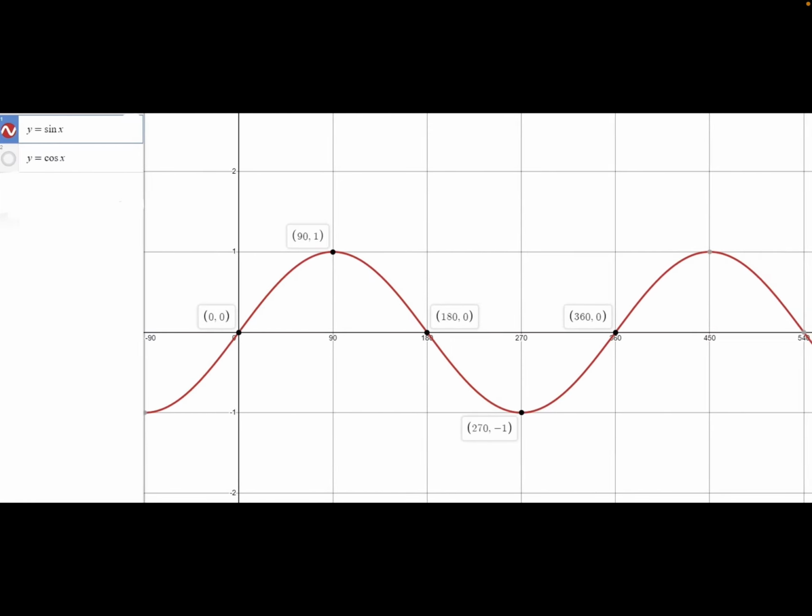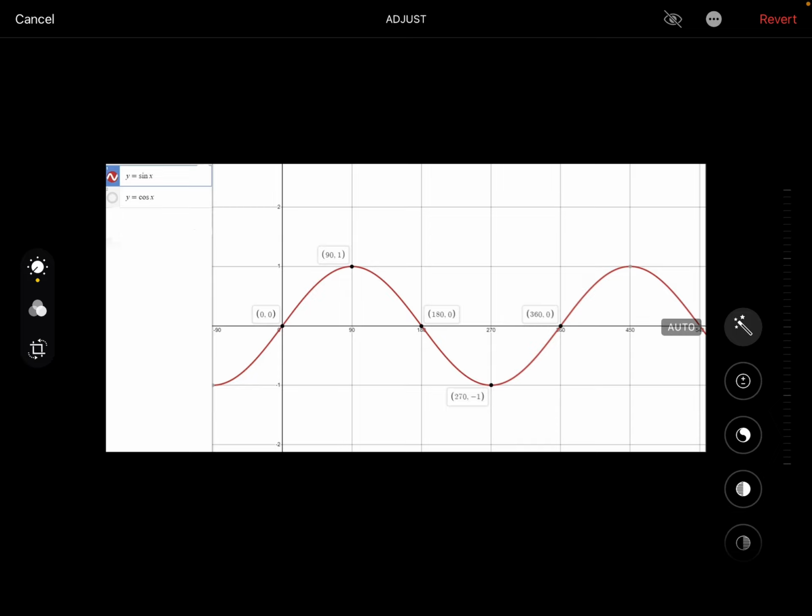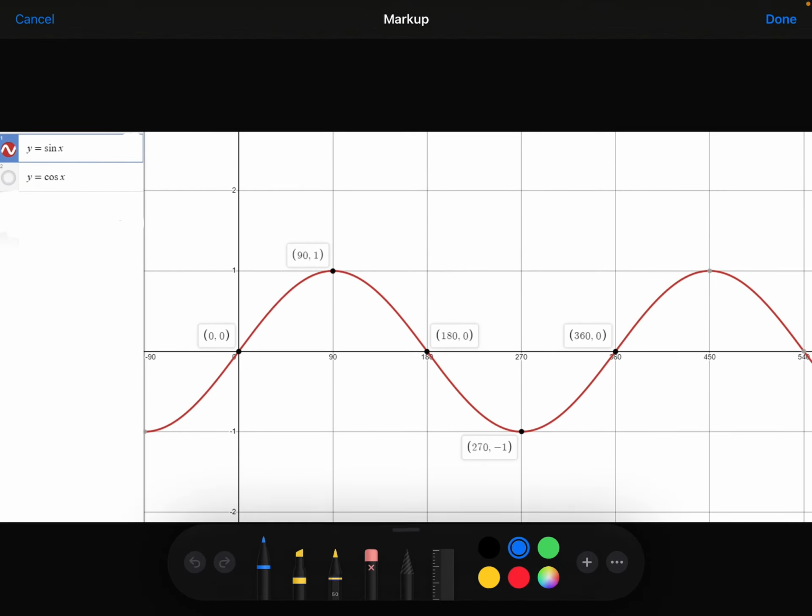So from year 12, we're hopefully very used to the sine graph, what it looks like. We're used to the roots at when x is 0, 180, 360, and so on. We're used to its maximum being 1 when x is 90, and its minimum being -1 when x is 270. And we can do transformations of that graph as well.